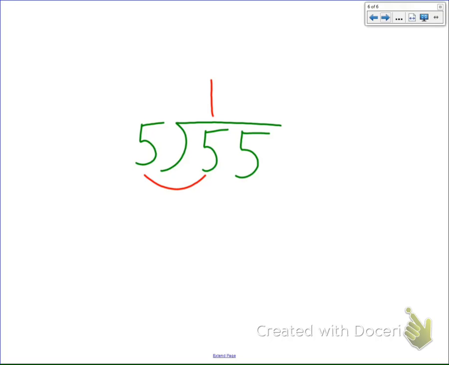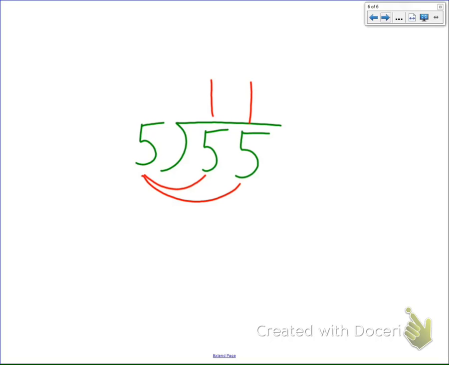1 5 is 5. How many times does 5 go into the next 5? Once. That's 11. So the answer is 11. Fairly simple. Okay, make sure you have that written down. If you want to draw the lines that I'm drawing underneath, you can do that as well. It'll help you understand how this works.